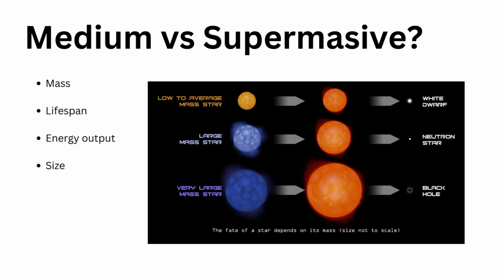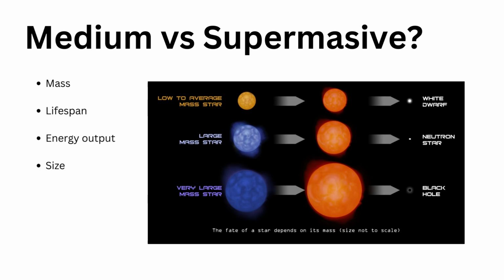Third, energy output. Supermassive stars produce much more energy than medium-sized stars. This is because the fusion reaction in their cores is much more energetic due to higher temperatures and pressures. This energy output can have a significant impact on the surrounding environment, such as heating up neighboring gas clouds and triggering the formation of new stars.